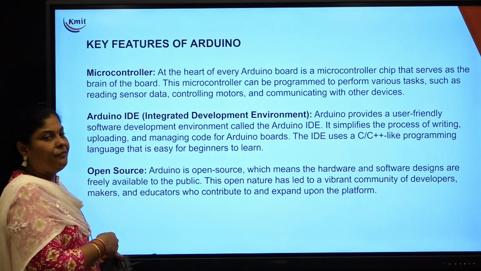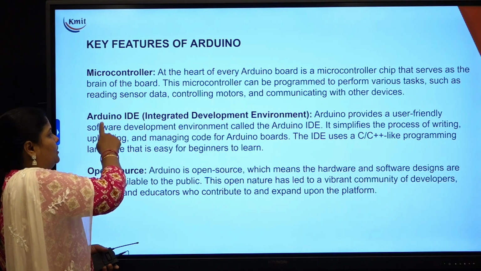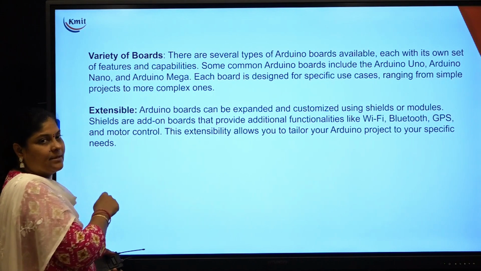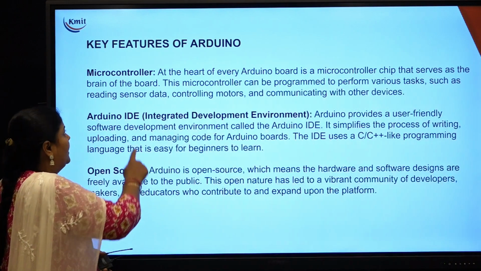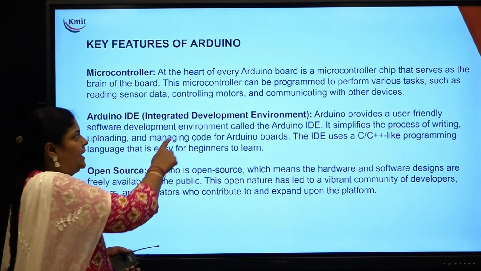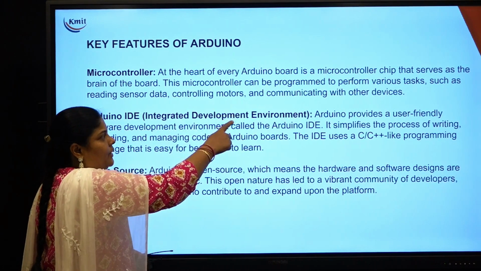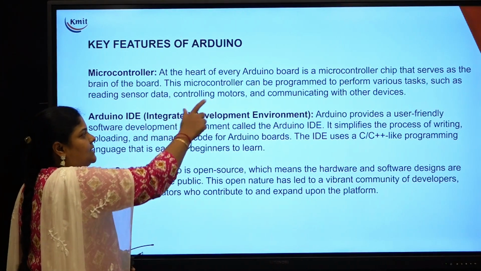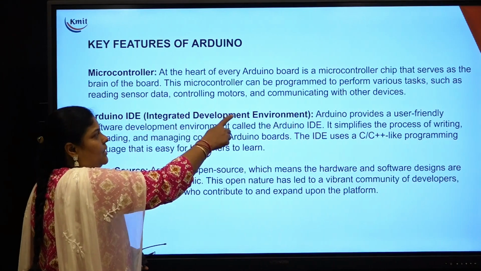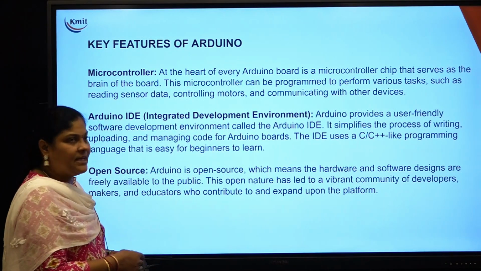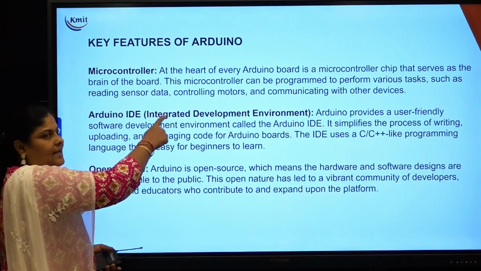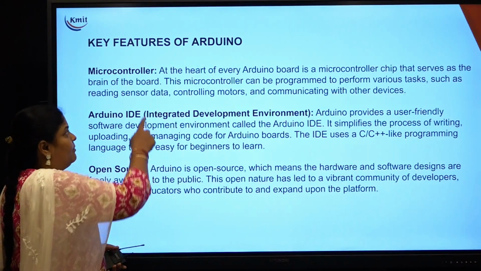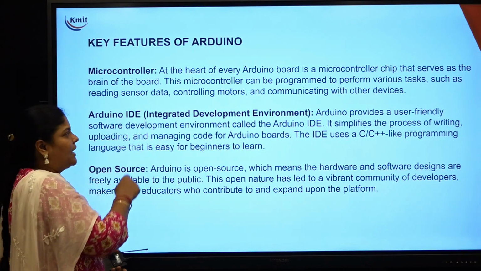Next, key features of Arduino board. Features are microcontroller, Arduino IDE, open source, variety of boards, extensibility. These are the features of Arduino board. First one is microcontroller. At the heart of every Arduino board is a microcontroller chip that serves as the brain of the board. So this is the main part of Arduino board. This microcontroller can be programmed to perform various tasks such as reading sensor data, controlling motors, and if you want to communicate with other devices, the microcontroller is used, which is the main part in Arduino board.